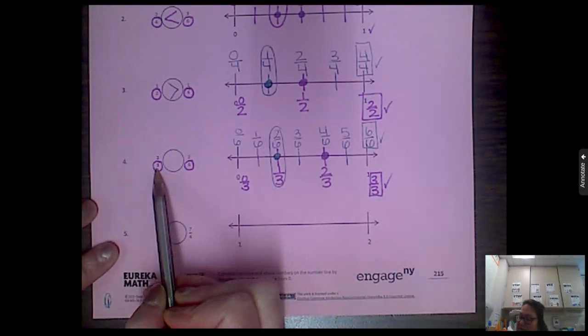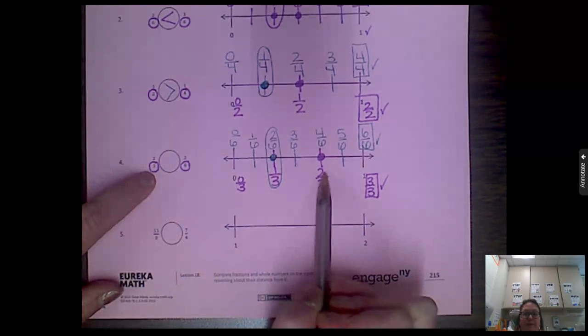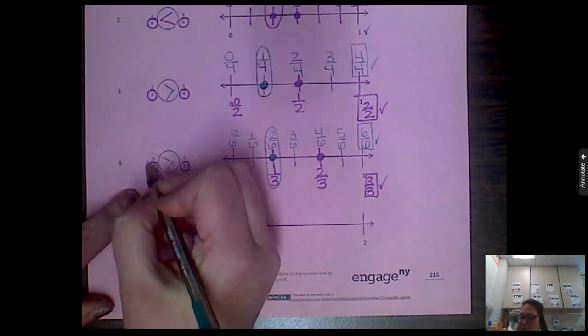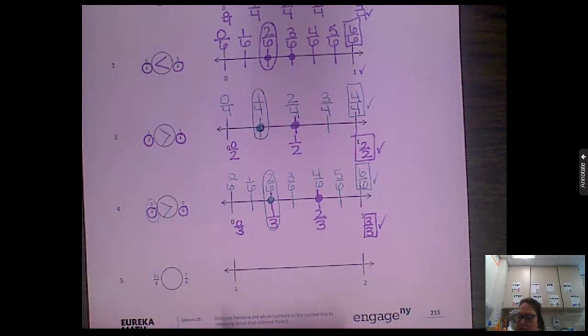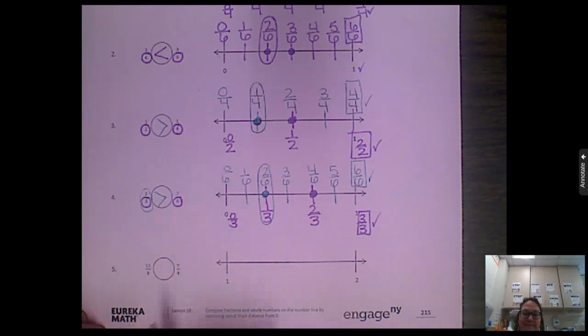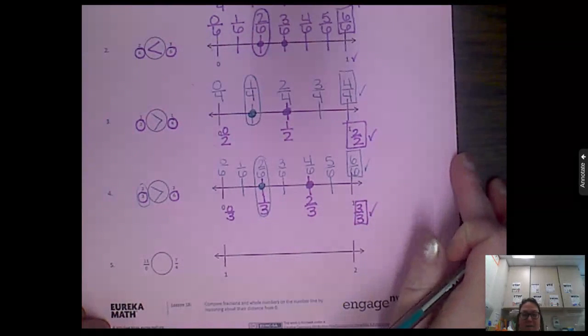Is 2/3 greater than, or is 2/3 less than 2/6? 2/3 is greater than. So the mouth is open to eat the bigger piece. It wants the bigger piece of chocolate, right? 2/3 is greater than 2/6. All right. If you need to pause it to finish up, you can.